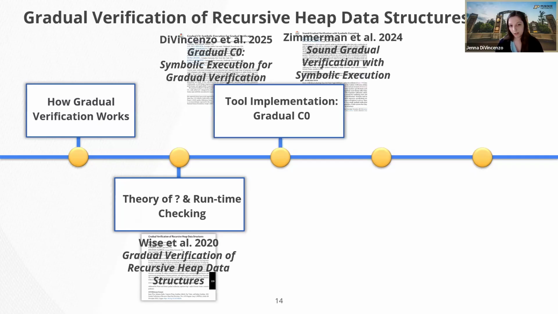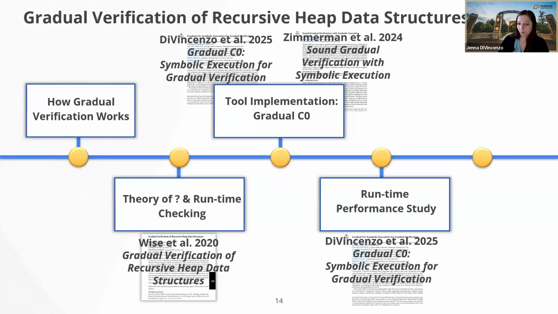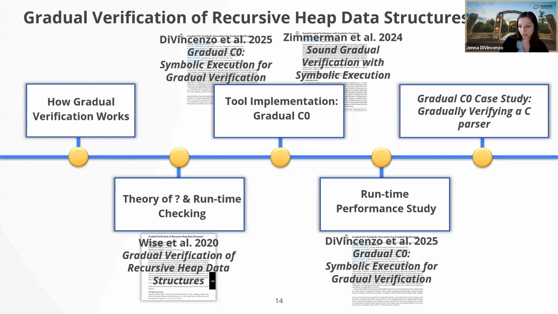We'll talk a little bit about the design of our tool that we implemented. So once I tell you how gradual verification should work, we did implement it. We do have a tool, and we did a performance study with that tool. So we'll talk about some interesting results, because I'm sure people are most curious about what the runtime overhead looks like in the gradual setting. And then finally, we'll end with a qualitative study, taking a look at some of the interesting usage trends of gradual verification while verifying a C parser.